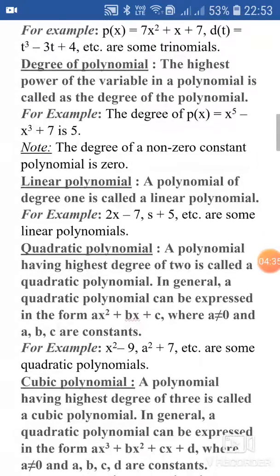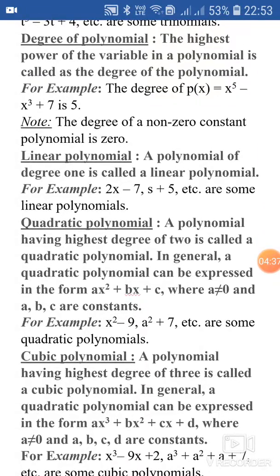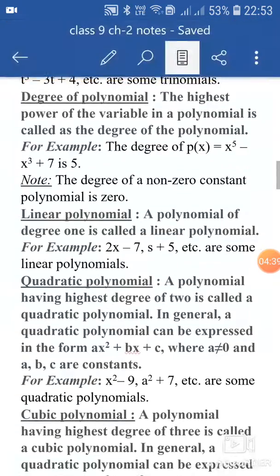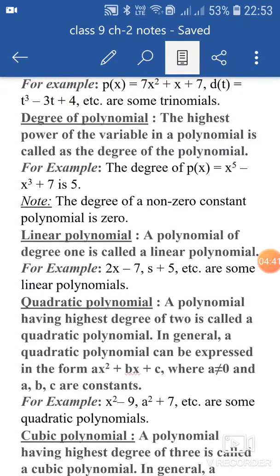Then here comes the degree of the polynomial. The highest power of the variable in a polynomial is called the degree of the polynomial. For example, the polynomial given below is x to the power 5 minus x cube plus 7. Now, what is the degree?